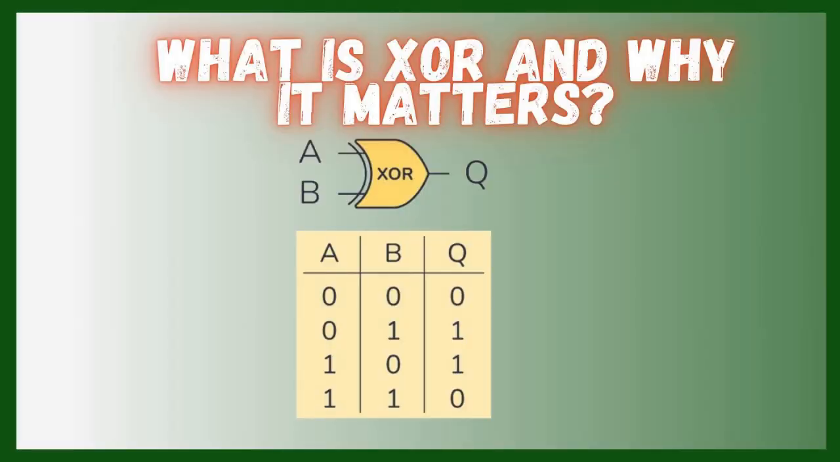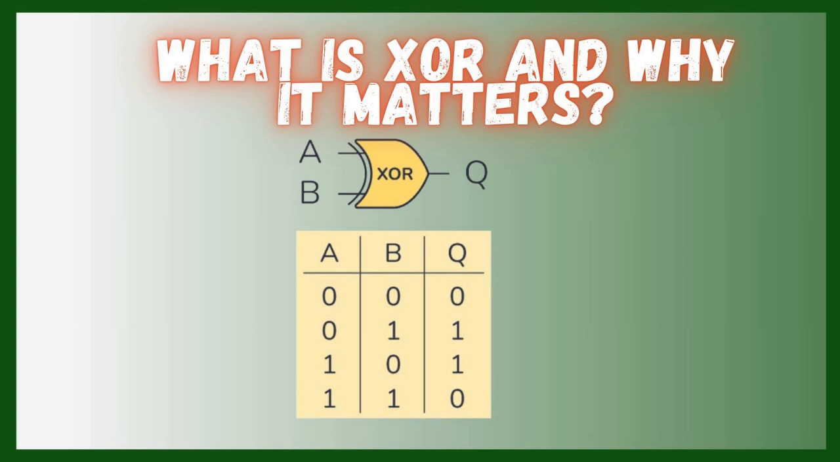Before we start coding, let's understand what XOR is. XOR stands for exclusive OR. It's a logical gate that outputs 1 only if exactly one of its inputs is 1. Otherwise, the output is 0. Here's the XOR truth table. XOR is not linearly separable, which means you cannot solve it with a single perceptron.